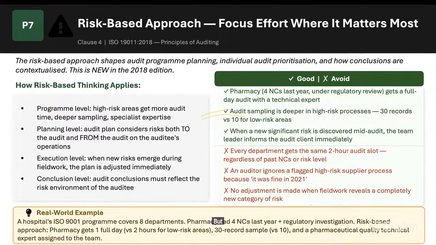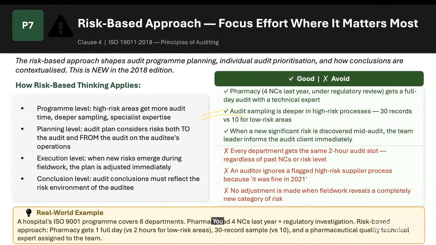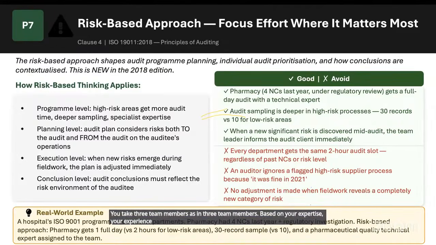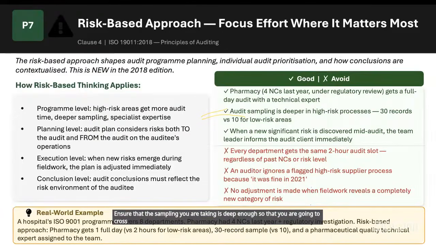But technically, what this risk-based approach is telling us is that, you have 4 members, and there is a single process that when there is a lapse, the organization will lose ₦1 billion, and ₦1 billion is a no-no for the organization. It's high risk for them. You take 3 team members and say, based on your expertise, your experience, go and audit this particular process. If there is need for you to get a technical expert, get it. Ensure that the sampling you are taking is deep enough so that you cross all the T's and dot all the I's.